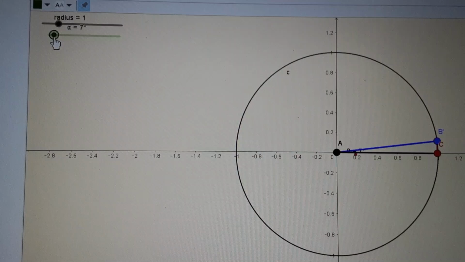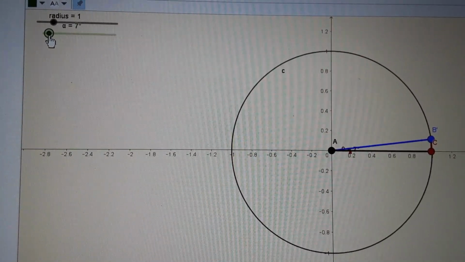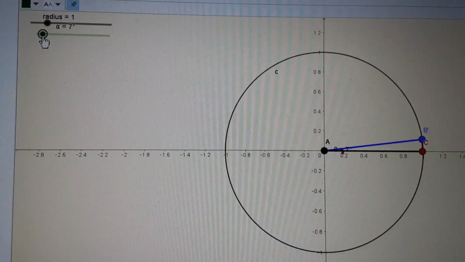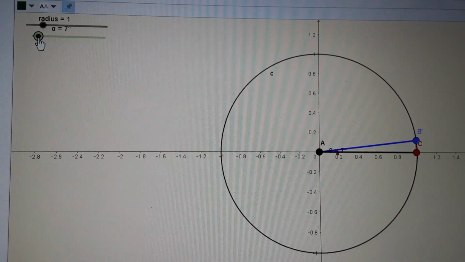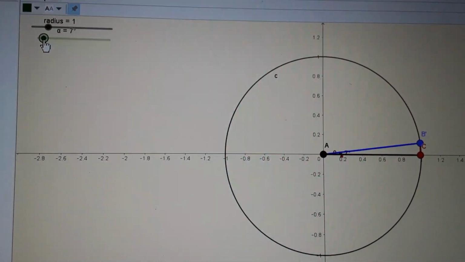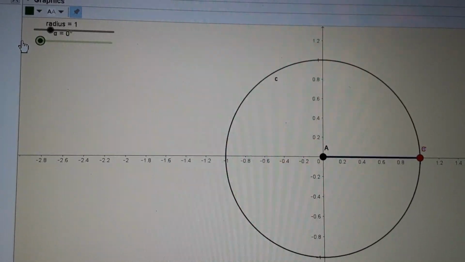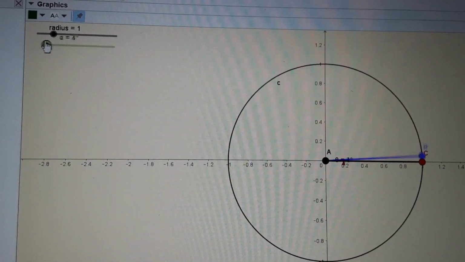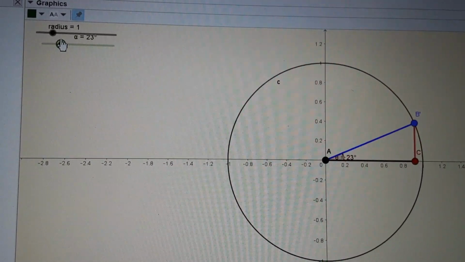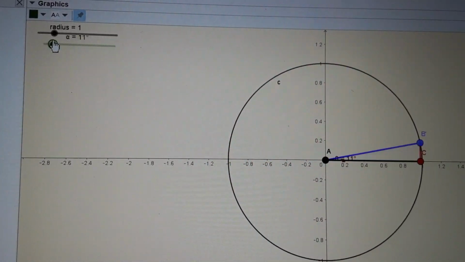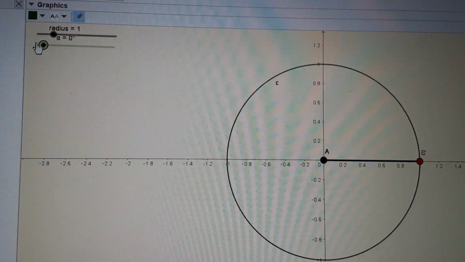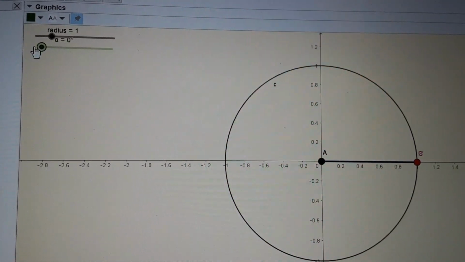Now if you see, B dash will be upon C, meaning the hypotenuse will be equal to the adjacent and no more the opposite side when theta is equal to 0. You see this? Theta is equal to 0, the opposite side vanishes and the hypotenuse is equal to the adjacent side.